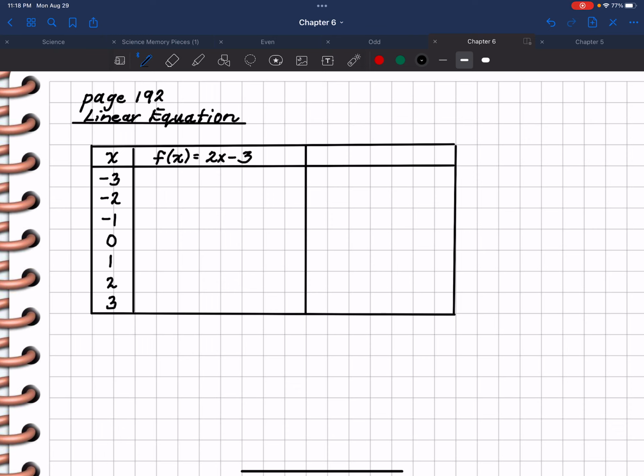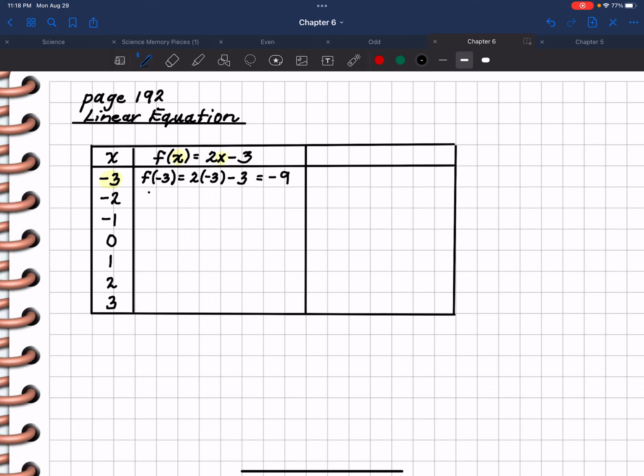So for this first value of X, here's X and here's X. So everywhere I see an X, I'm going to be substituting. So here we go. F of -3 is going to be 2 times -3 minus 3. You can do that in your calculator if you need to, but it would be -6 minus 3, and then we're going to put in the equals. So -9 is the value when X is -3.